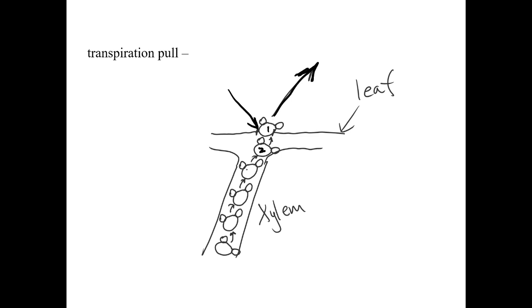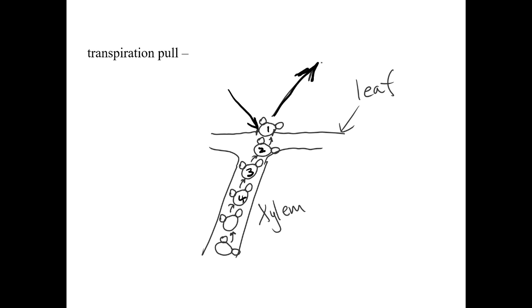Guess what? Number 2 pulls number 3, which then pulls number 4, and so on and so on and so on, pulling up all the water molecules below them all the way down to the roots. And this can go up trees that are over 100 or even hundreds of feet tall. Some of the trees in the rainforest are incredibly tall.